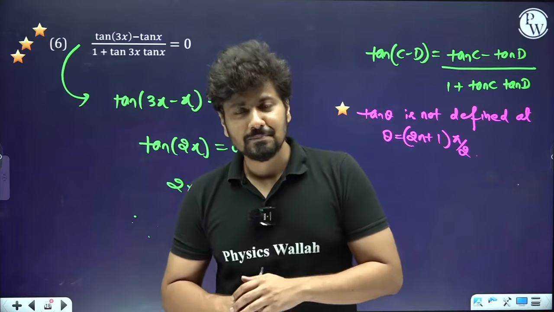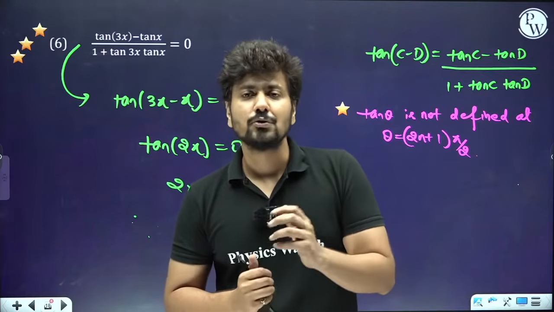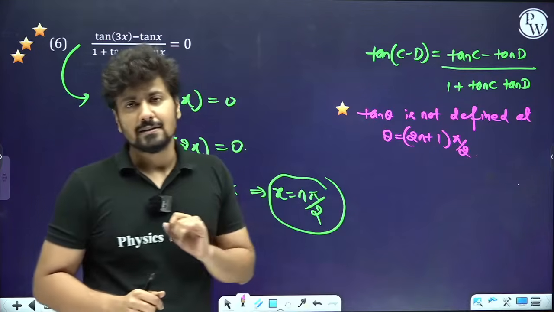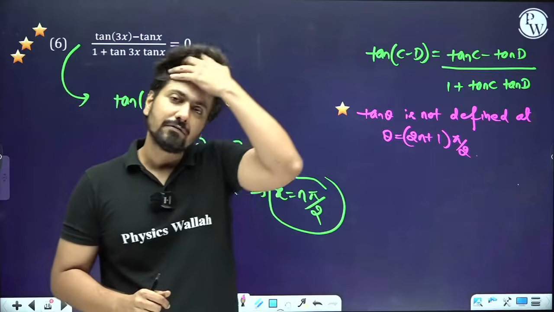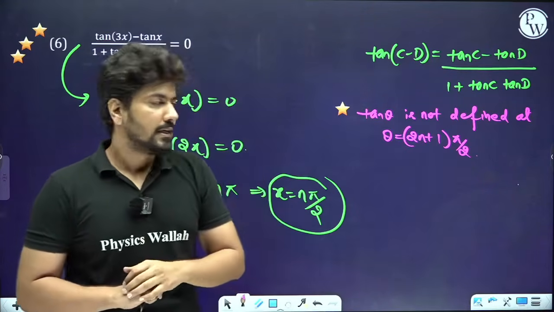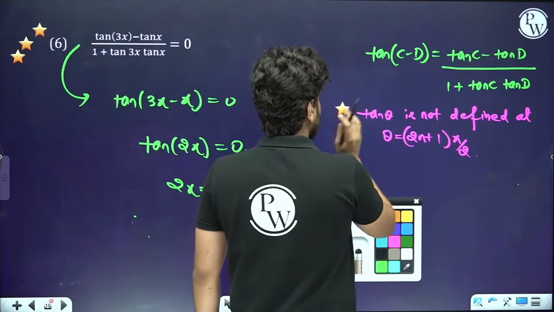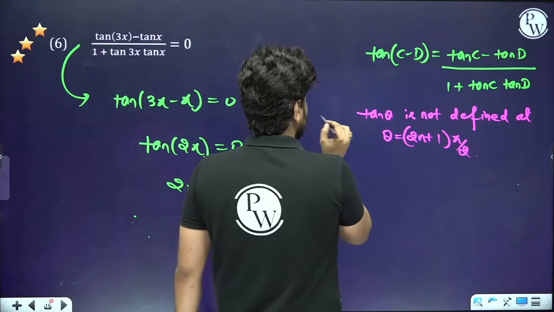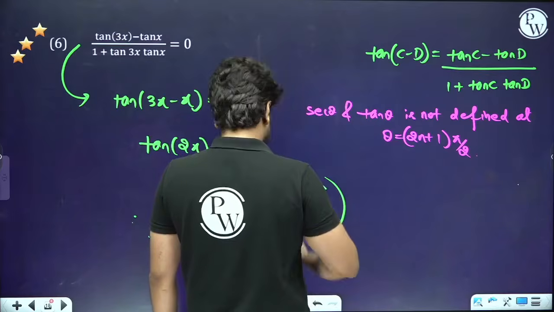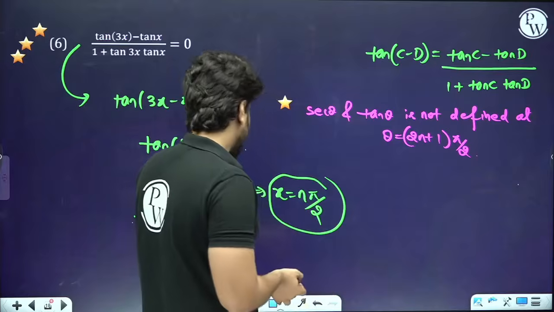It will show you error. If you ask computer or calculator what's the value for tan 3 pi by 2, it will show you error. Why? Because that is not defined. So tan theta is not defined at this. What else is not defined at this? Sec theta is also not defined. Tan theta and sec theta you can write. Sec theta and tan theta are not defined at theta is equal to this.